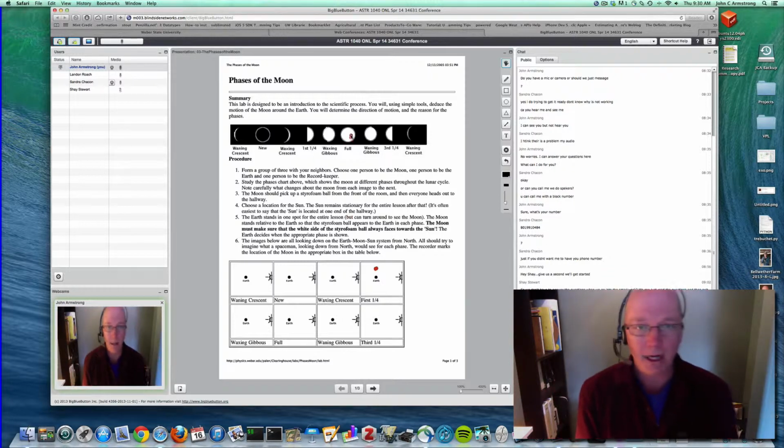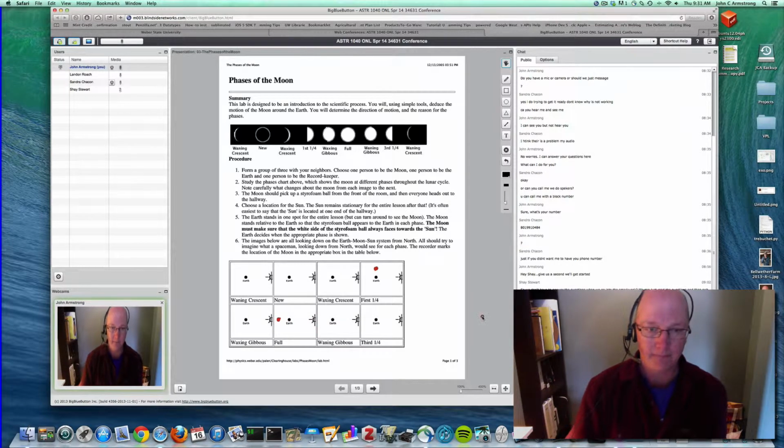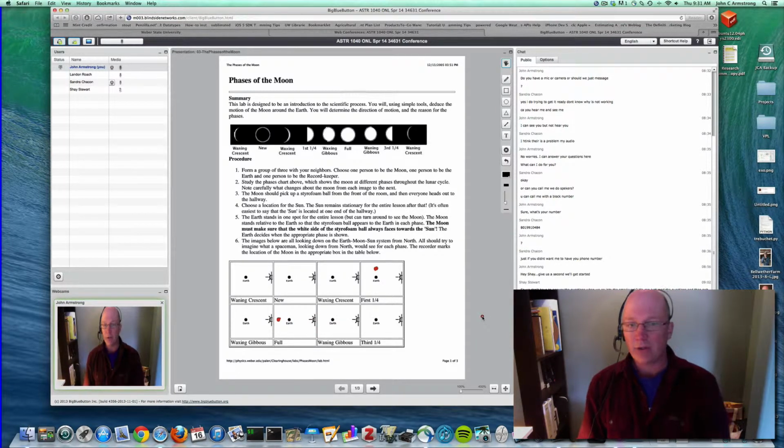So I go again up to my observations here and I see the full moon. And I go down here to find out where it says full, and I draw that. So I know that the full was completely opposite the sun, like this. And then you can do that for third quarter, you can do that for crescent, waxing crescent, waning crescent, and fill in this whole map.